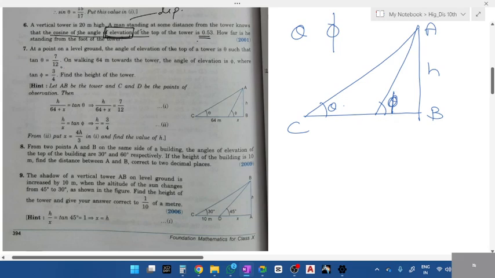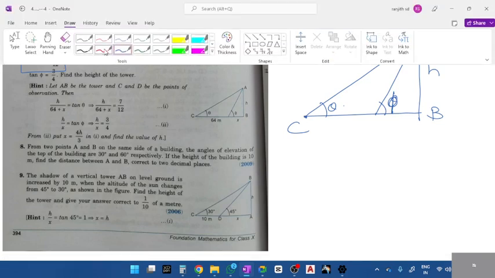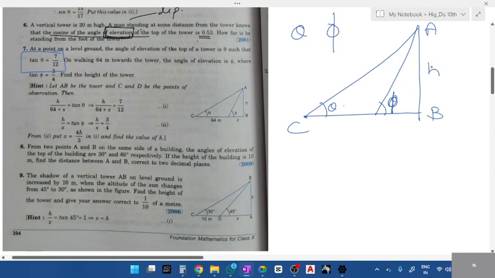What is tan theta value given? Tan theta is equal to 7 by 12. Okay, 7 by 12. So on walking 64 meters towards the tower. So initially from C, which is the tower here, students? Which one is the tower here? Unmute and answer. Which is the tower? AB is the tower, right?